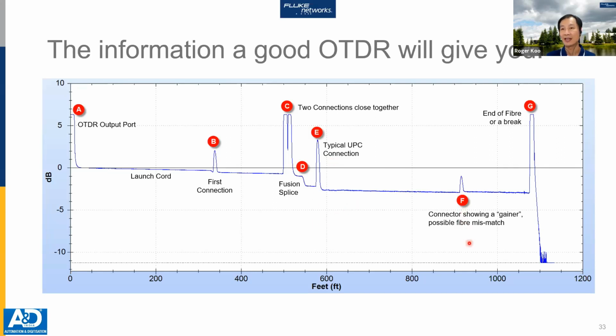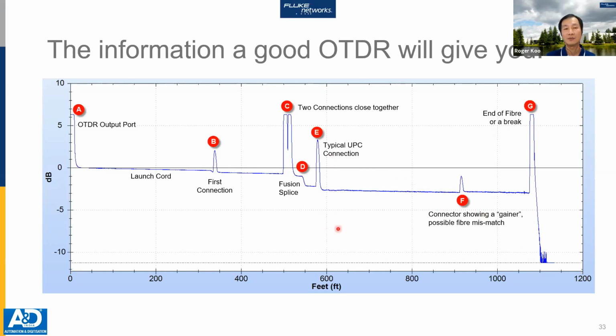And going down to event F, you see a gainer. Well, it is unusual to see a gainer. So what does the gainer mean? Means from one side, you see that this level is lower, and over at the output, it's actually higher. That's what we call a gainer. Well, that could be because fibers of different sizes are being spliced together. So you see something of a fiber mismatch over at that event F. And then after that, you see at the end of the fiber where you have the big spike and it drops down to the bottom.